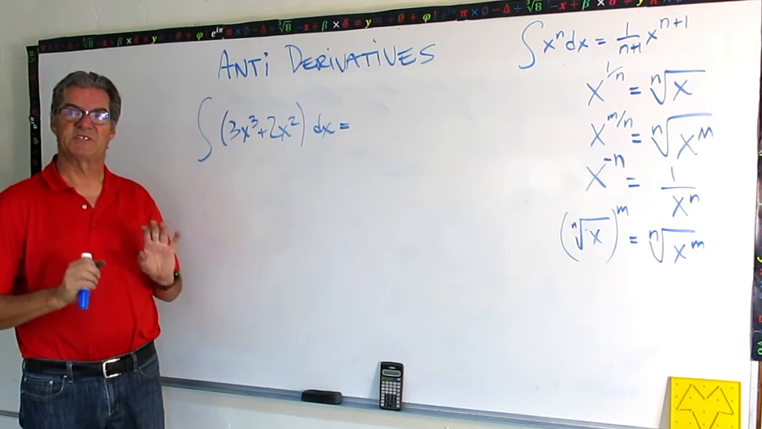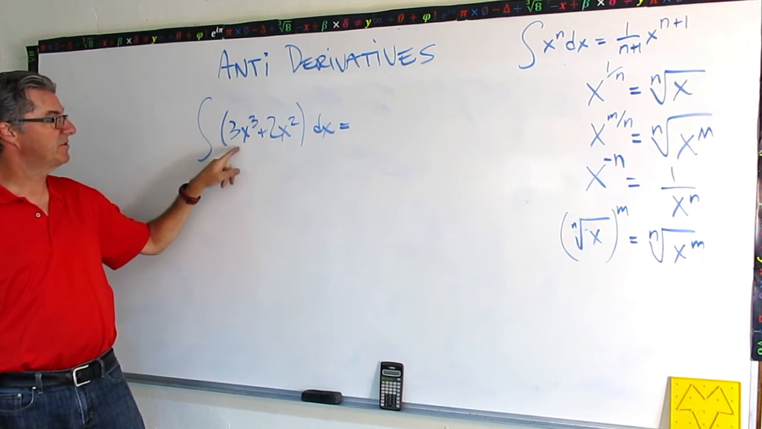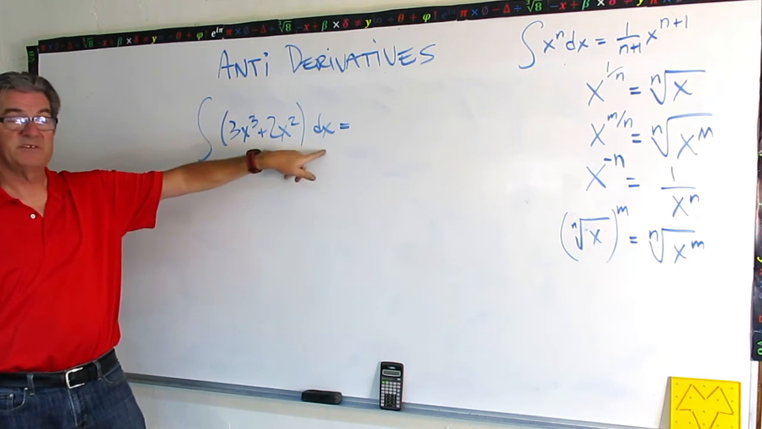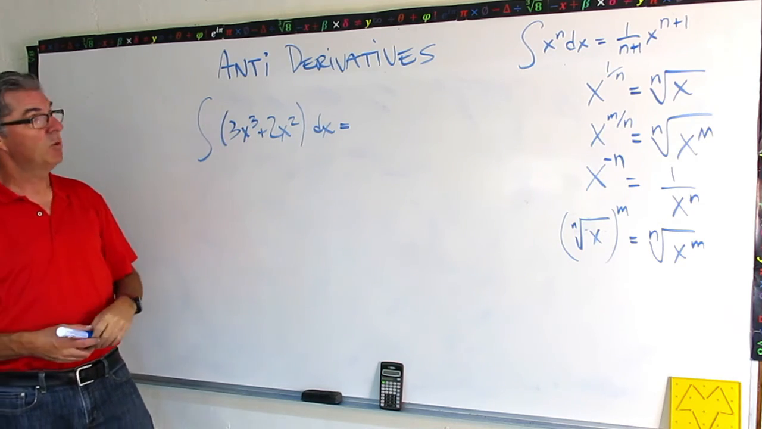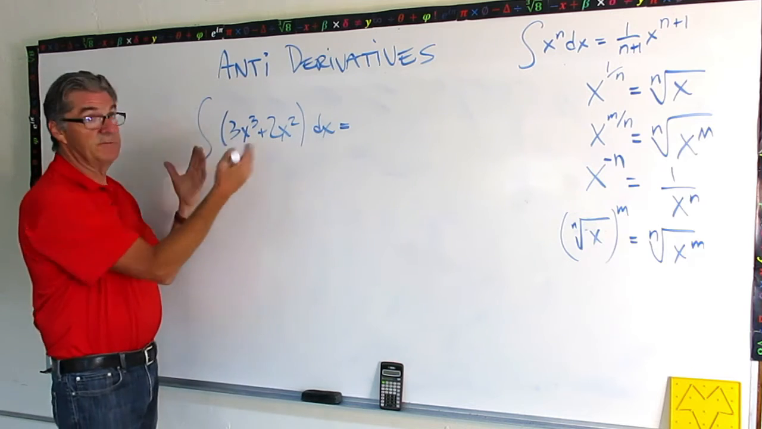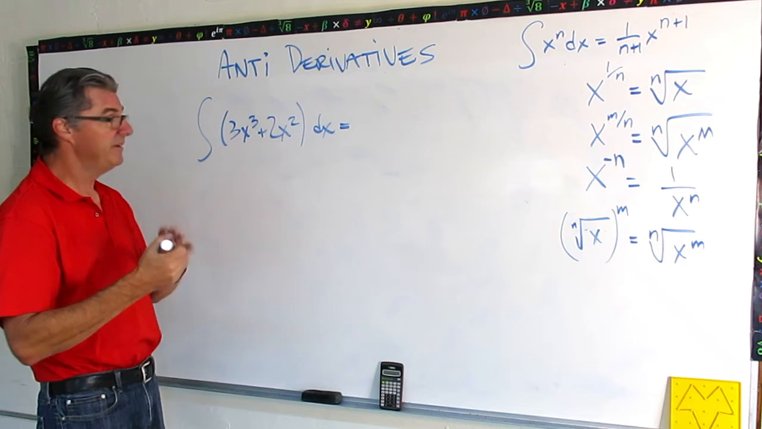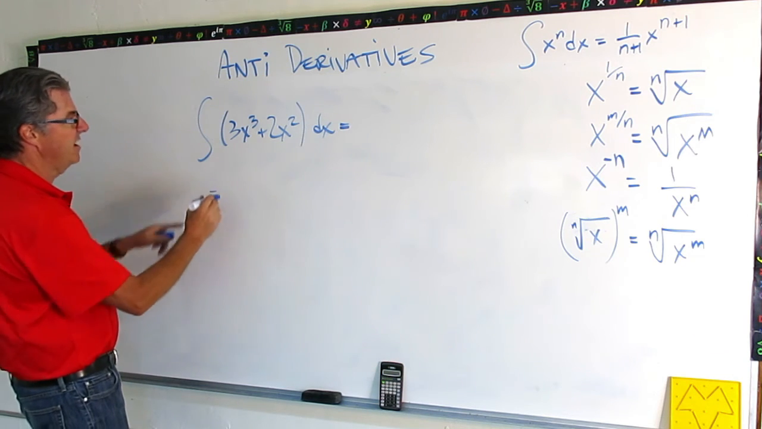Okay, let's do one that's just a tad more complicated. Now we have two terms in our function. So this is 3x cubed plus 2x squared dx. We're going to take the integral of that. So all we're going to do here is apply the integral rule to each of these terms separately. That's all you do. So it's just like doing two problems kind of in one. So let's do that. I'm just going to carry it on down here.